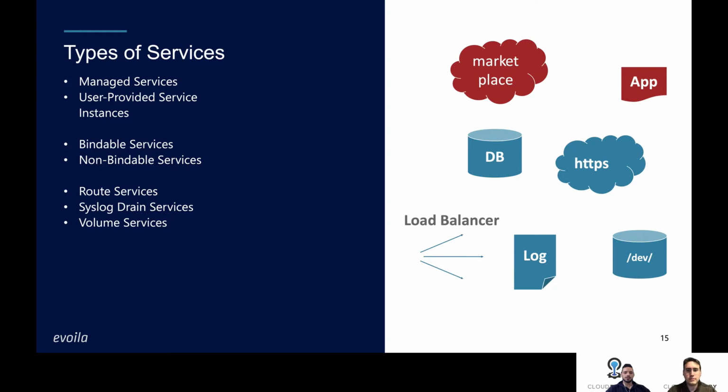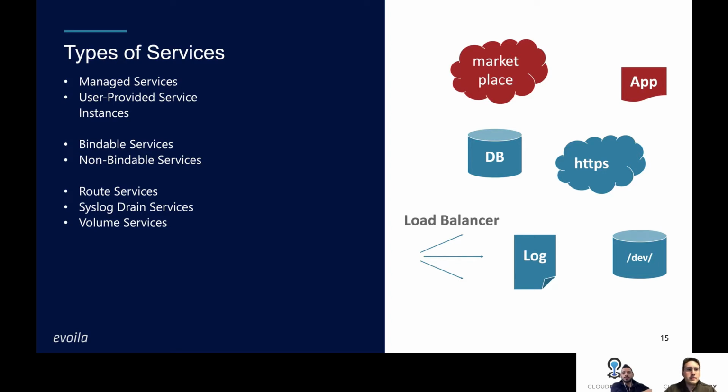Another class of services are route services. Here we are introducing a man in the middle of a route in Cloud Foundry, so that the requests are presented to the backing service first, and then just later on forwarded to the application. We also have syslog drain services, where the platform will stream the logs for the bound application. And we have volume services, a particular service offering that provides network storage for the application into the application container.